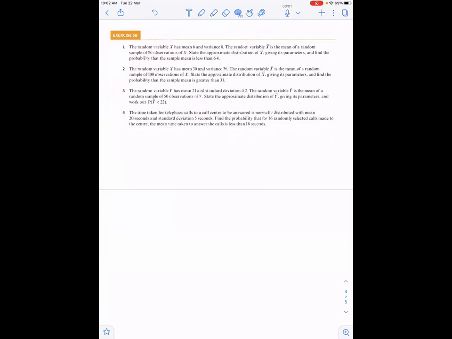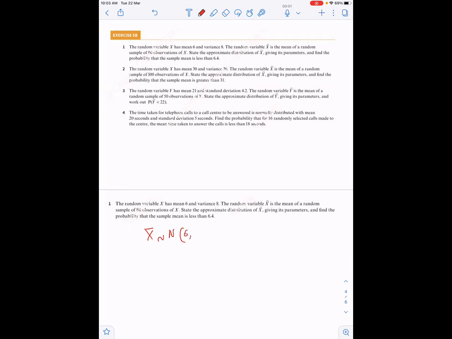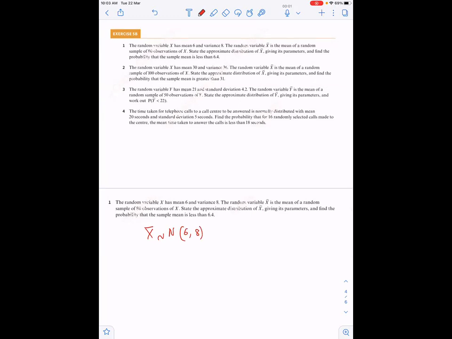Okay, the first question says a random variable x has mean 6 and variance 8. It does not say that it follows normal distribution. The random variable x is the mean of a random sample of 80 observations. It's more than 50. State the approximate distribution. You can always shift it to normal distribution of x, giving its parameters. In order to give the parameters for a normal distribution, you have to give the mean and the standard deviation. So the parameters would be the mean, which is 6, and the variance, which is 8. So x has a normal distribution with mean 6 and variance 8.